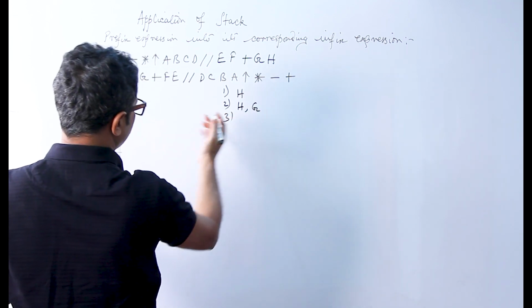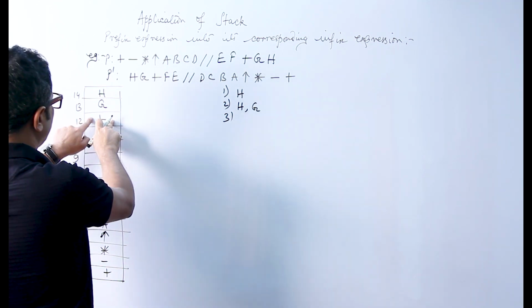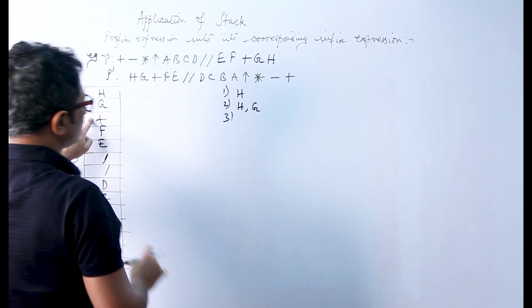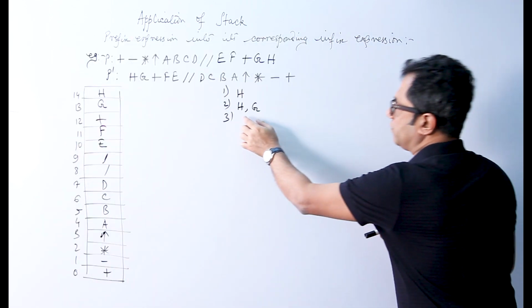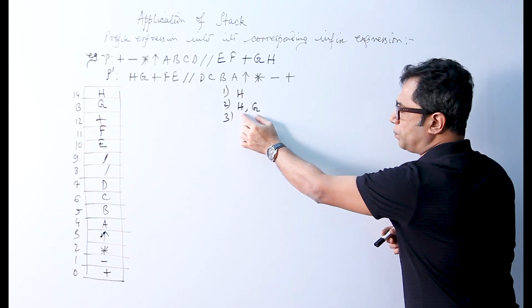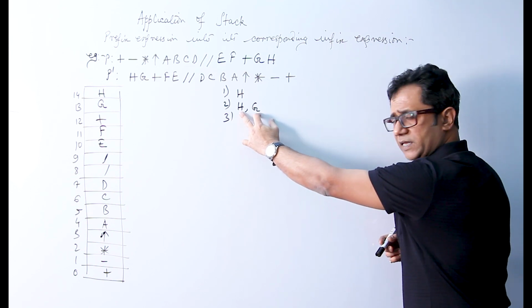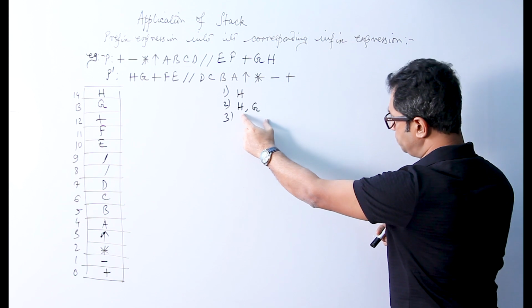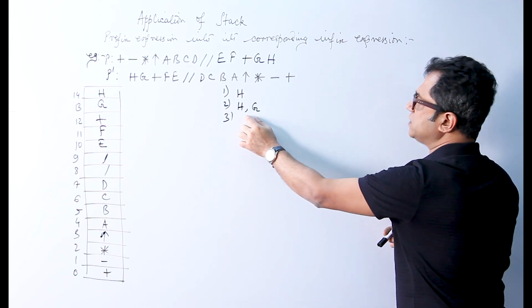And number three step will be, we are encountering a plus symbol over here. We are encountering a plus operator over here, and when we encounter an operator, we'll just perform the operation between the top two elements, that is the topmost element is G and the next to top element is H. We will perform the plus operation between this H and G and write it as H plus G.